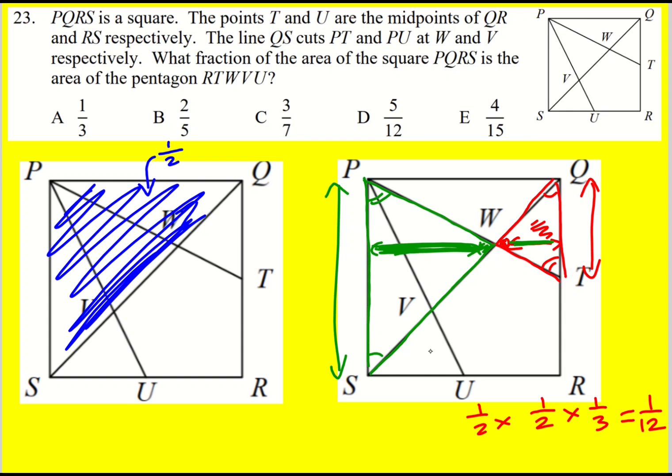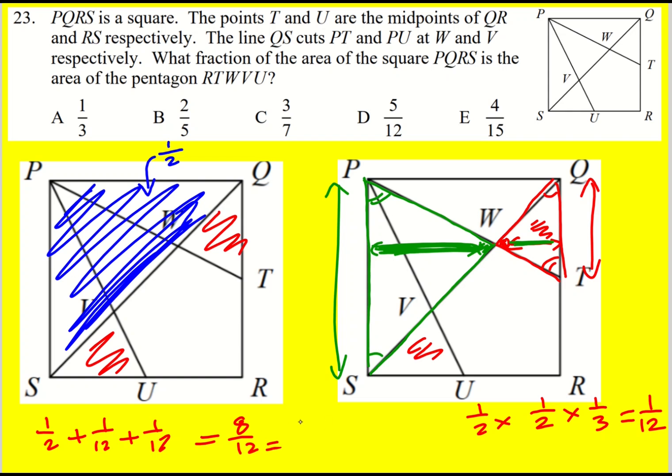And then that one is also 1/12, so I have a half plus 1/12 plus 1/12. That's going to give me all of this, which is going to be 6/12 plus 2/12, 8/12, or divide through by 4, 2/3, which means that the pentagon is the remainder. 1 minus 2/3 is going to be a third.